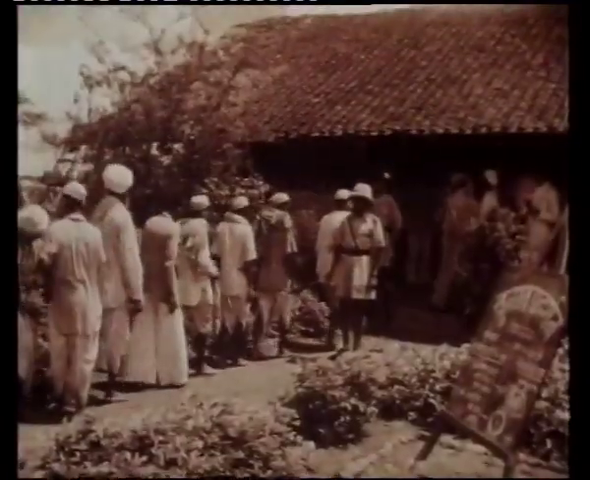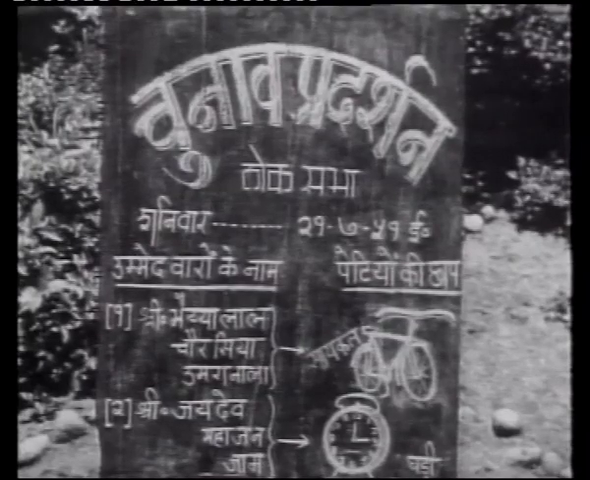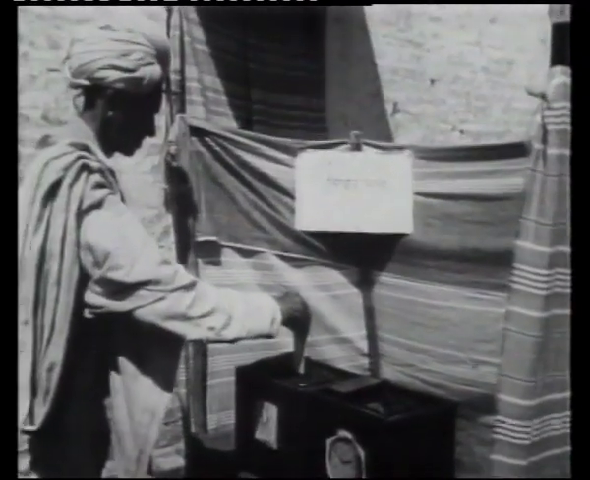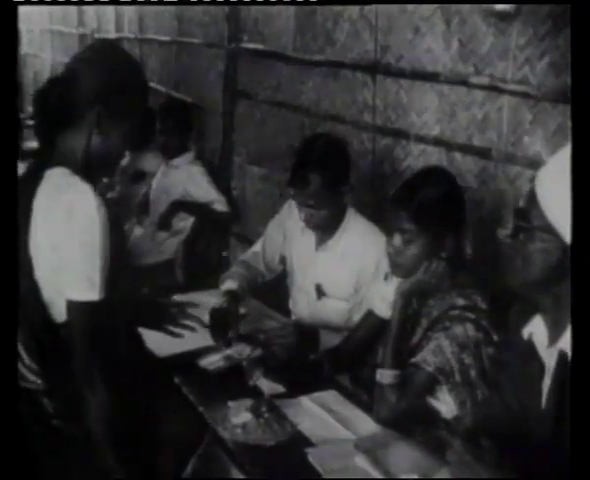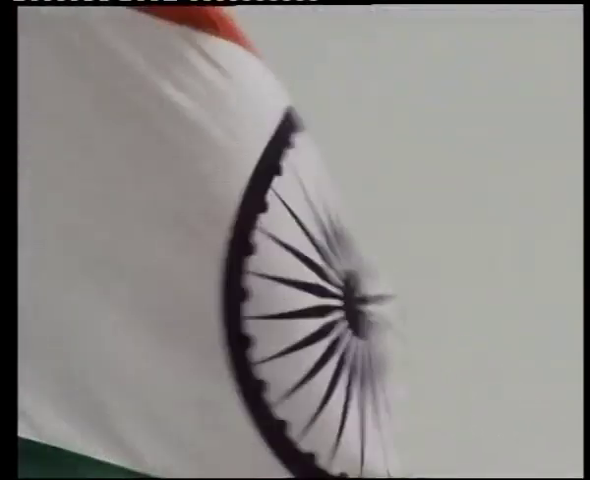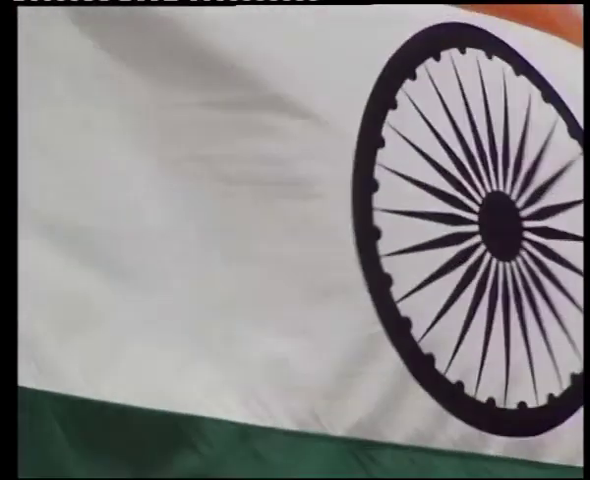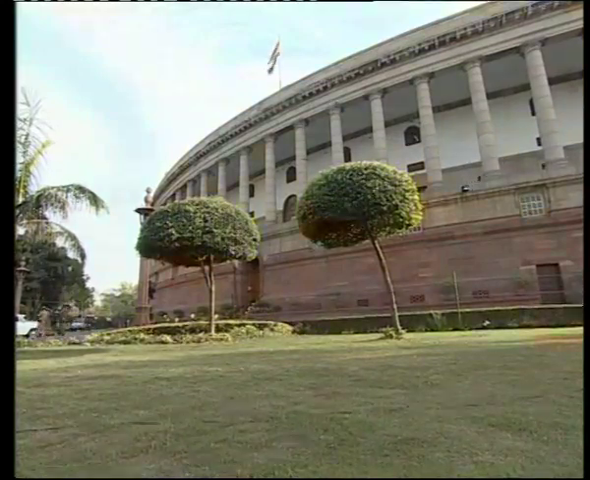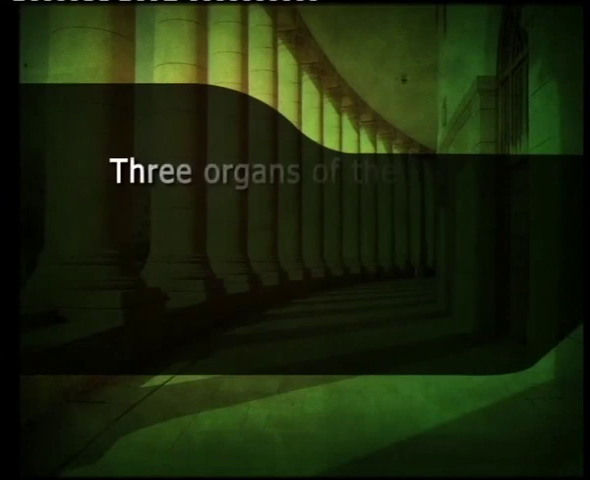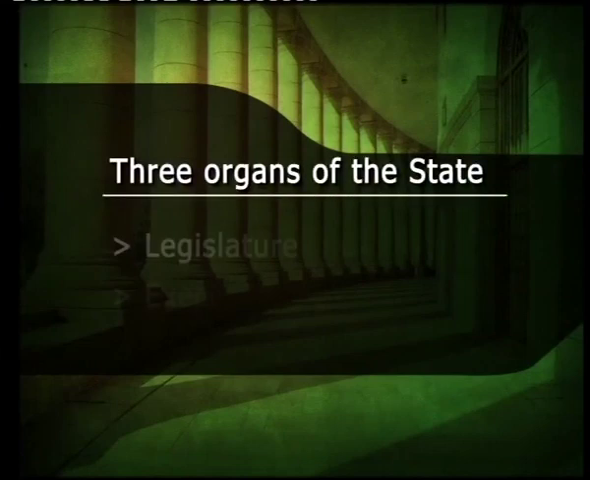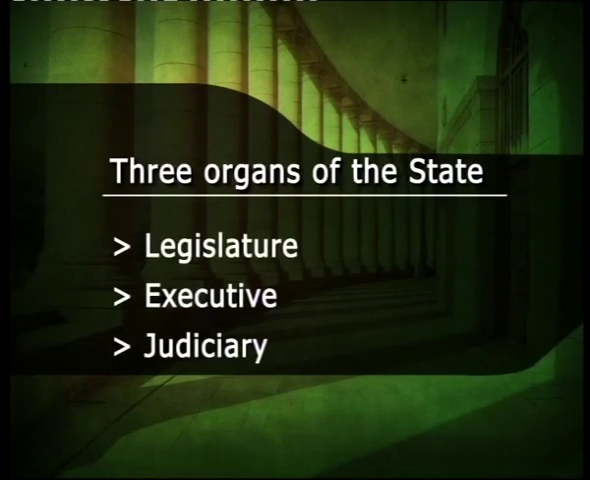The first general elections based on adult franchise were held in 1952 and Parliament was constituted under the provisions of the new Constitution. Under the Constitution of India, the three organs of the state are the legislature, the executive and the judiciary. Each organ functions independently within its own sphere, free from interference from the other two.